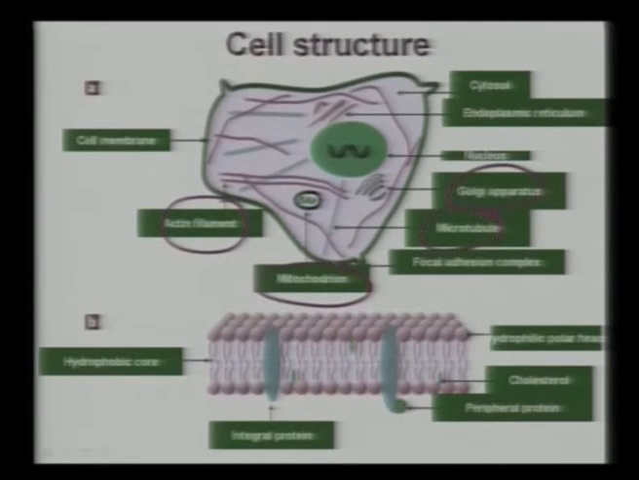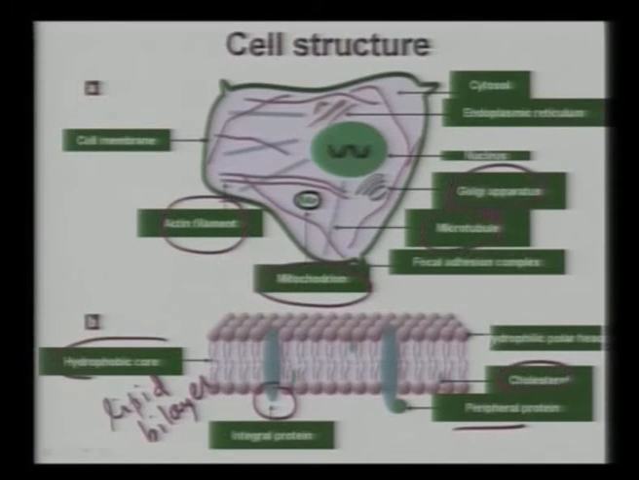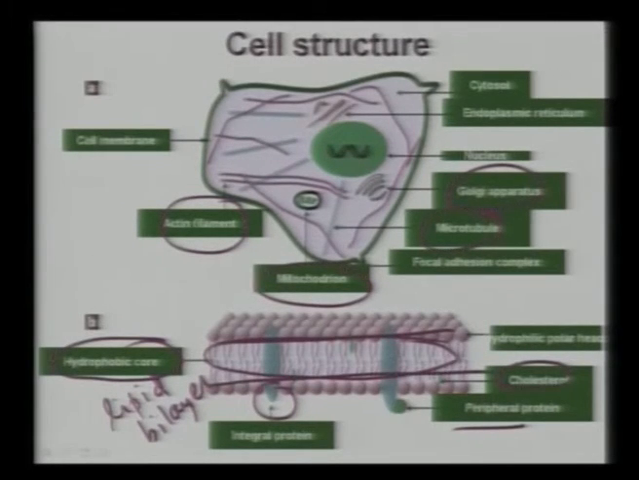In the bottom part of the slide, what you are seeing is the lipid bilayer structure, and this lipid bilayer contains integral protein or peripheral protein, and then you have the cholesterol here, and the third one is the hydrophobic core. So this is the hydrophobic core region. You have one layer of protein here, you have another layer of protein here, and that is why you have these different lipid bilayer proteins.